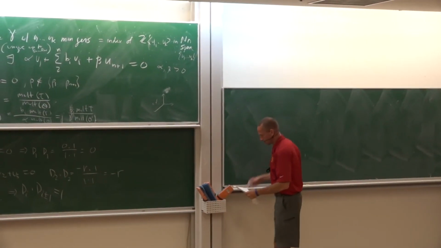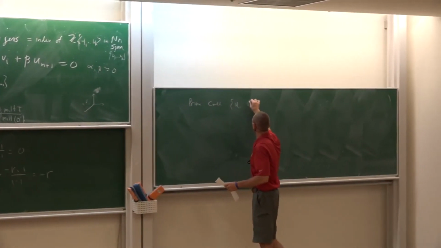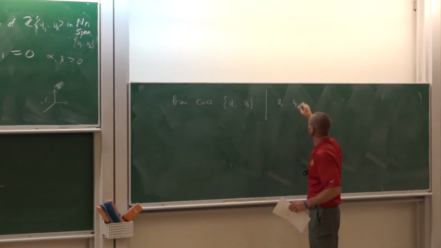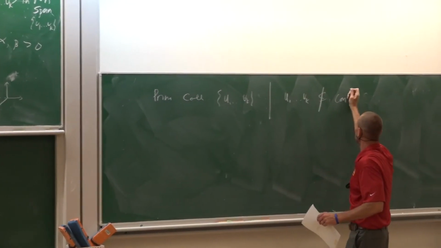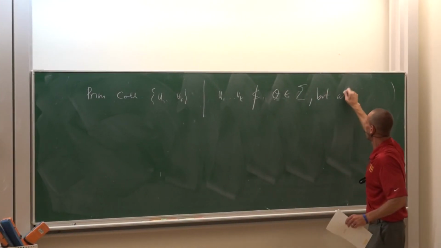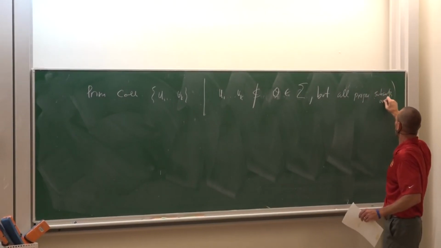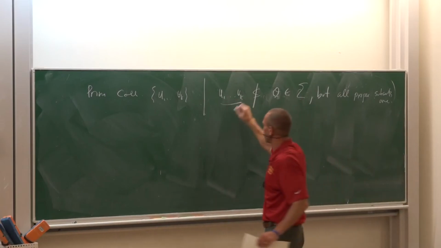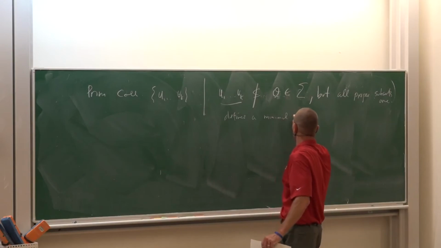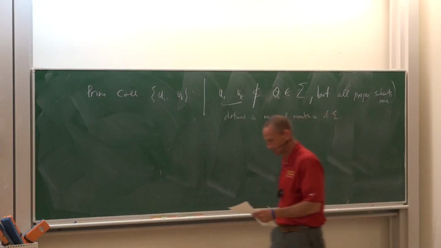So remember, a primitive collection is a set U1 through UK such that U1 through UK is not contained in a cone of any sigma element of sigma, but all proper subsets are. And in some sense, that says that this defines a minimal non-face of sigma. So that's a primitive collection.